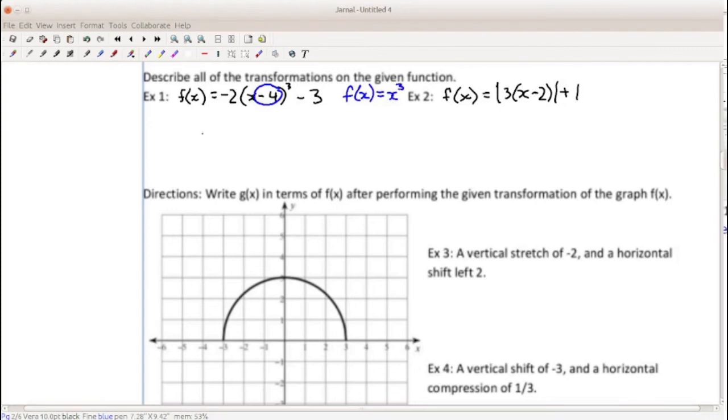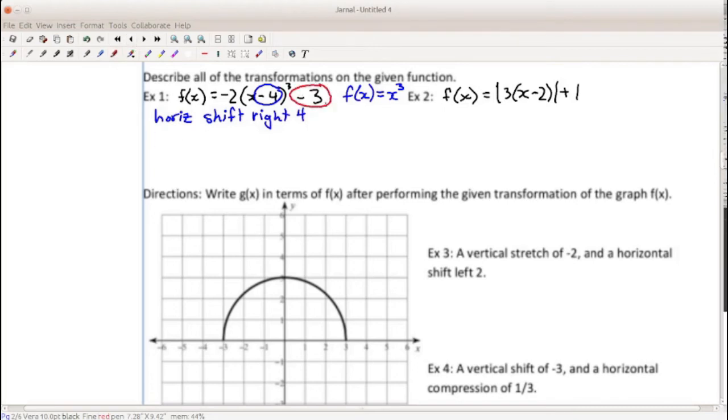So inside I've got this -4. So inside must be horizontal. And it's going to be adding, subtracting, so it must be a shift. And it's going negative, so that must be to the right. Whoops, almost wrote left. To the right 4. So that's this first thing that I'm looking at. I'm going to do the other subtraction next.